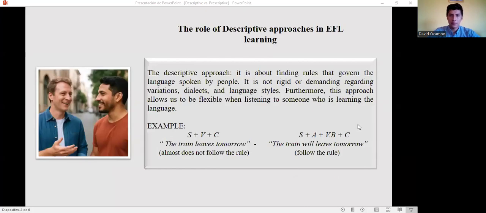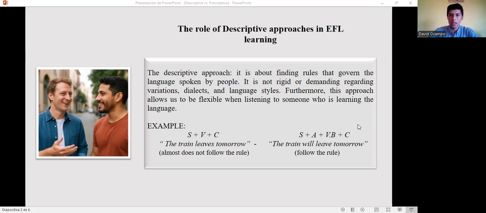Linguistic and language theories, descriptive and prescriptive. Let's first analyze the descriptive approach. It is about finding rules that govern the language spoken by people. It is not rigid or demanding regarding variations, dialects, and language styles. Furthermore, this approach allows us to be flexible when listening to someone who is learning the language. In this case, the descriptive approach tends to adapt to the student's everyday language. That is how people actually speak in their daily lives.